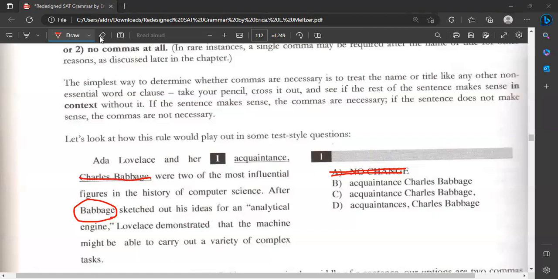Where's my eraser? I'm going to erase this. Okay, so let's look at C. Ada Lovelace and her acquaintance Charles Babbage were two of the most influential figures in history.